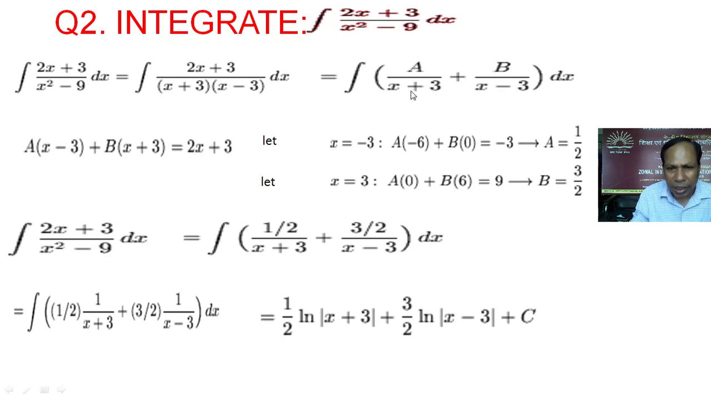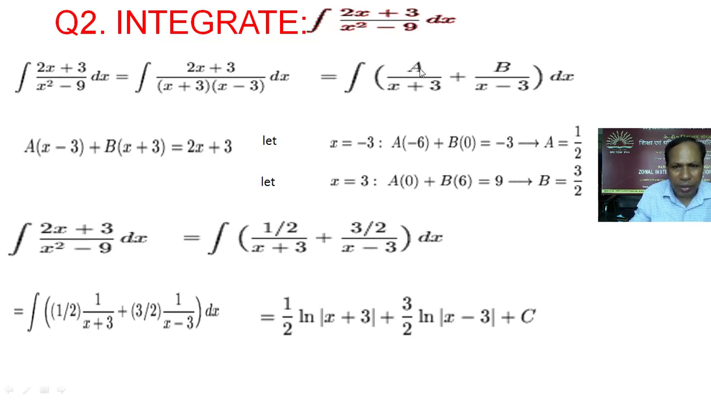So now taking LCM, the LCM here becomes x plus 3 into x minus 3, which is cancelled out with x plus 3 into x minus 3 in the denominator. Now on the right hand side, the numerator will be A into x minus 3 plus B into x plus 3, and here in the numerator we will be left with 2x plus 3, because this denominator and this denominator will be cancelled out.